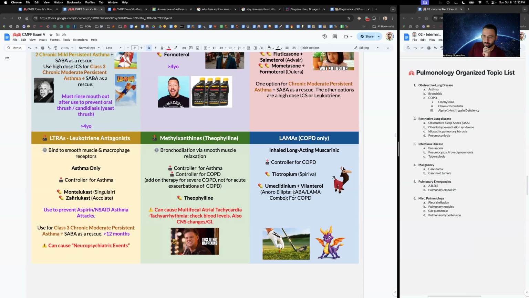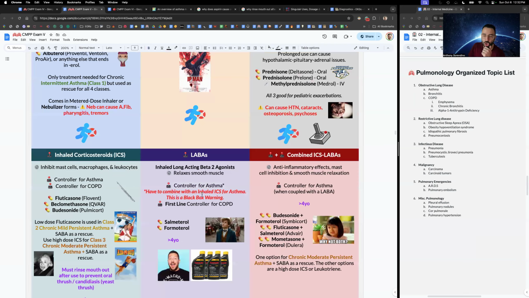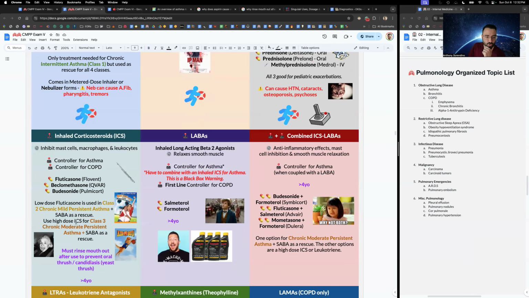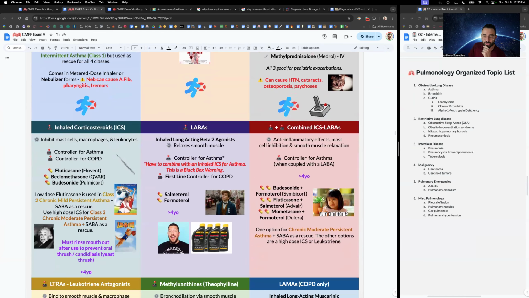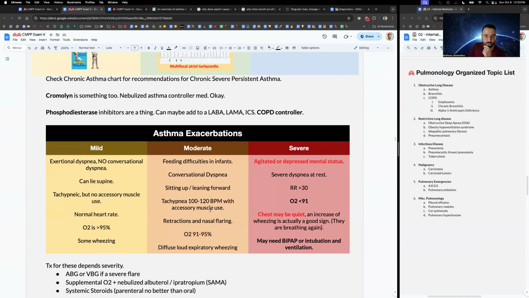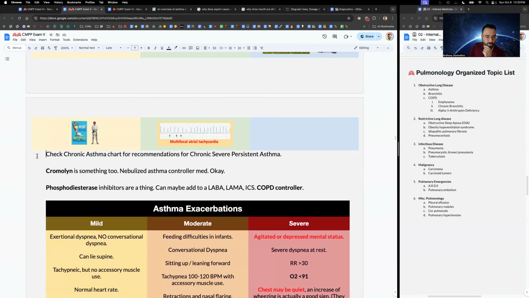LAMAs, COPD only. I feel like these don't really come up. Tiotropium, you have umeclidinium, vilanterol. There's also one called Trelegy Ellipta, which has three things in it. But just knowing the categories, knowing you should rinse your mouth out, and other stuff should be enough there. Asthma exacerbations, I feel like that never really comes up.